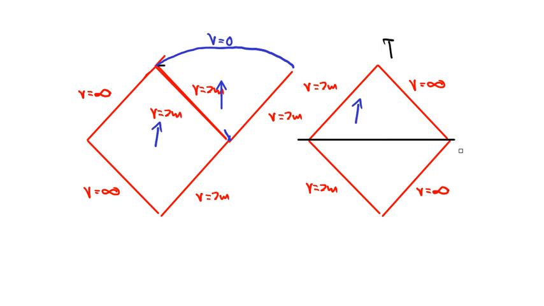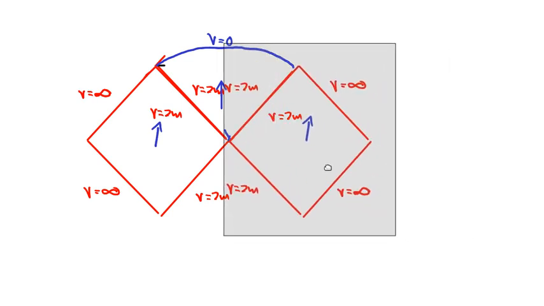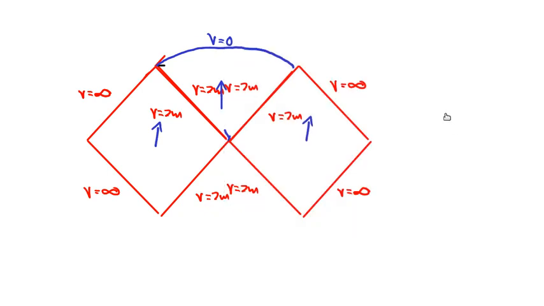Let me just delete what we no longer need. So we take this and match through this side, and we get a Penrose diagram of a yet bigger space-time.